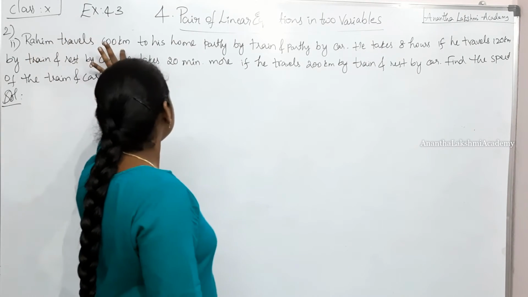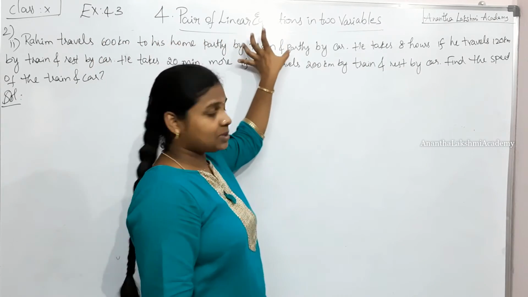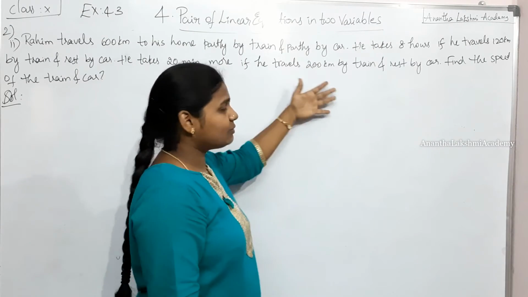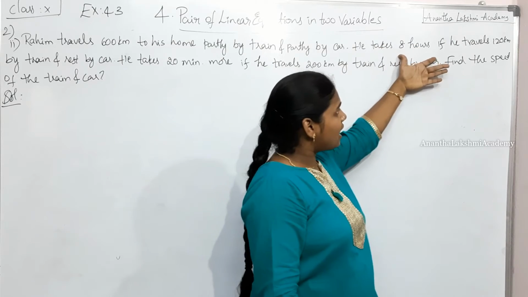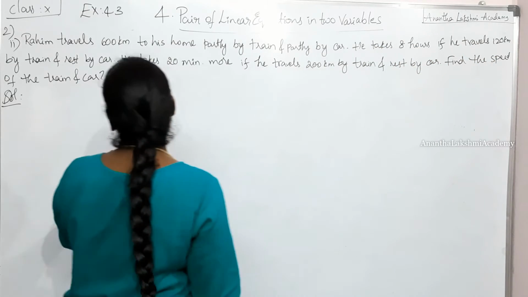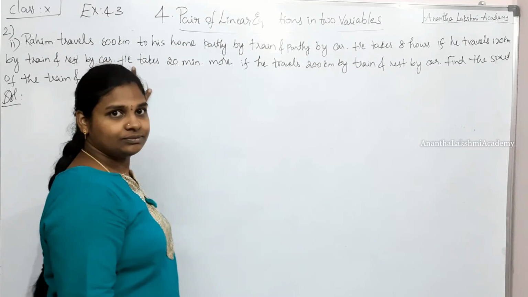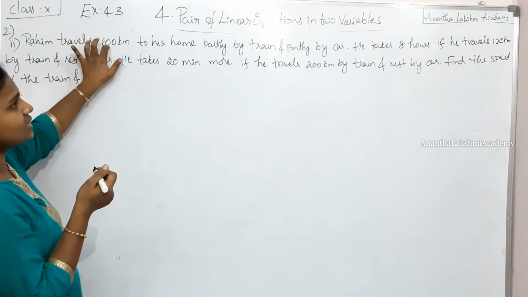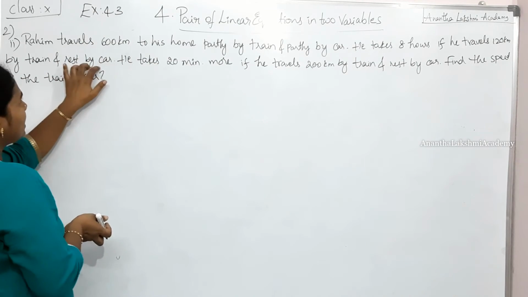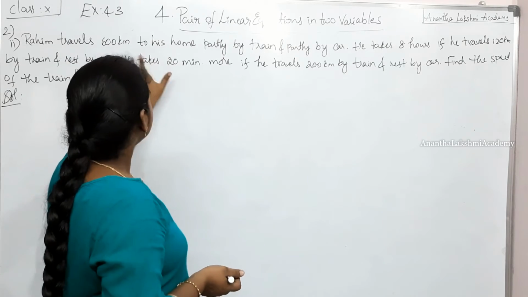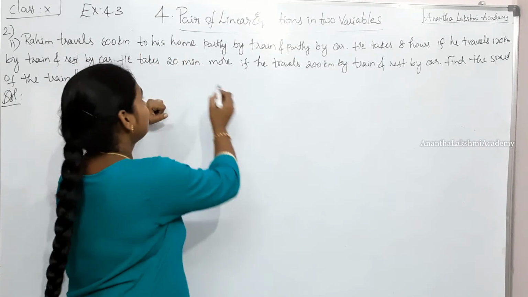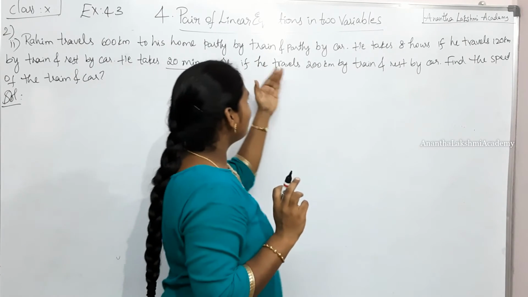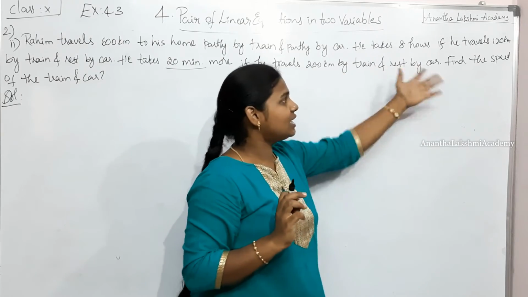Rahim travels 600 kilometers to his home, partly by train and partly by car. So he travels some of the distance by train and some by car. He takes 8 hours if he travels 120 kilometers by train and the rest by car. The rest of the kilometers is nothing but 600 minus 120 by car. Then he is going to take 8 hours. He takes 20 minutes more if he travels 200 kilometers by train and the rest by car.